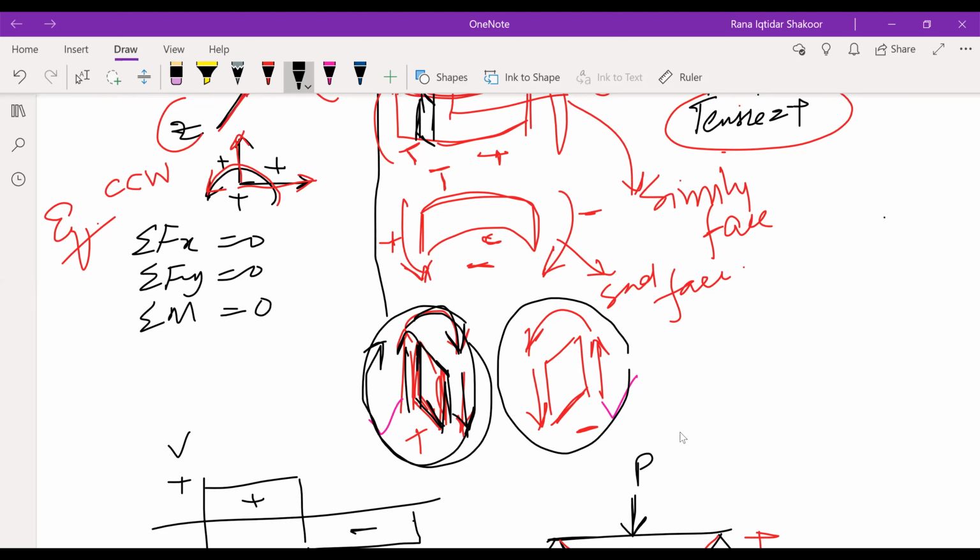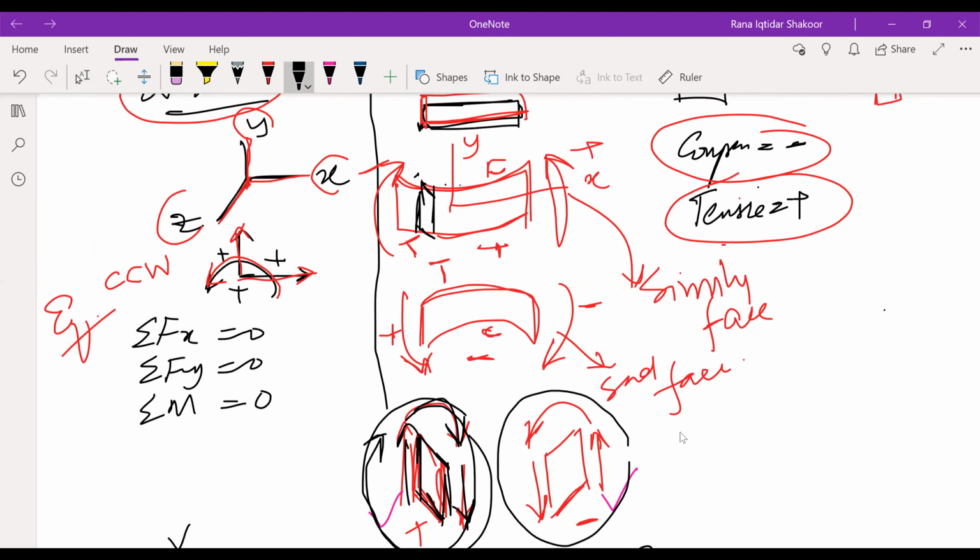And if you go over here, it will be exactly opposite, right? So now this will be the part.